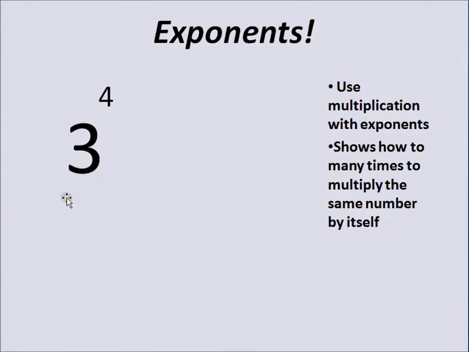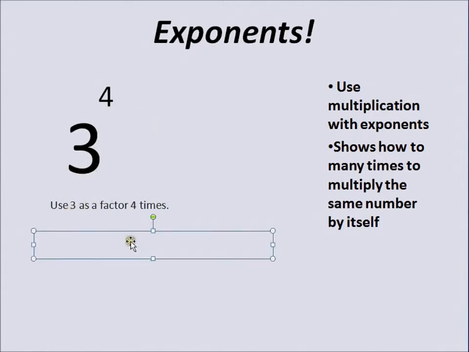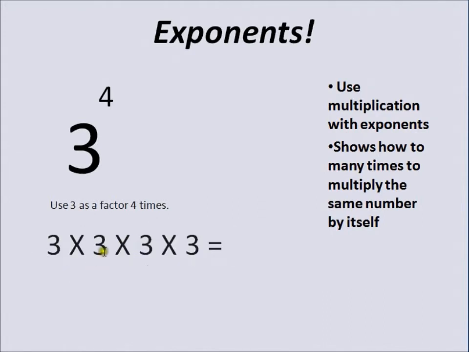3 to the fourth power. Our base number is 3, our exponent's 4. So we are going to use 3 as a factor 4 different times in our multiplication sentence. 3 times 3 times 3 times 3.